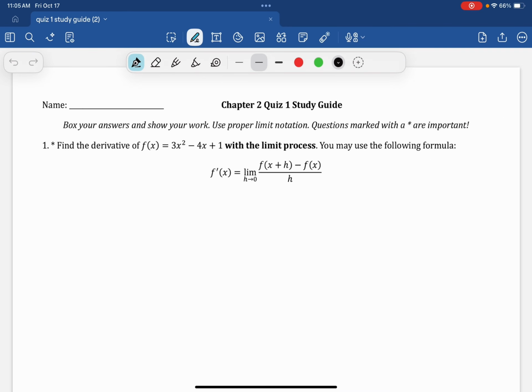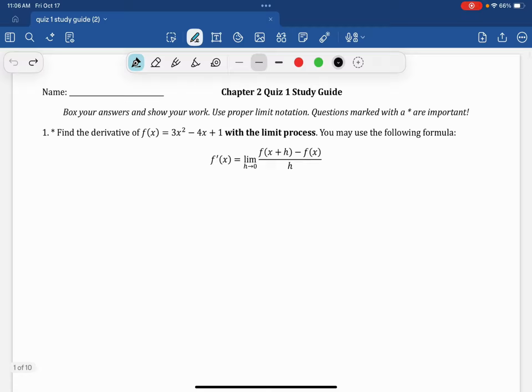Hello, good morning. I am going to be working through this Quiz 1 study guide for the next hour or so. Many of these questions will appear on the quiz in some kind of similar form, and I've especially marked the important ones with an asterisk. So make sure to check those out and make sure you know how to do certainly all the ones with an asterisk, and then the remaining ones are simply just kind of iterations of those questions.